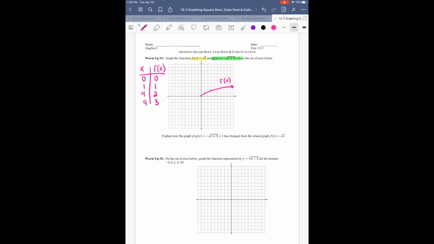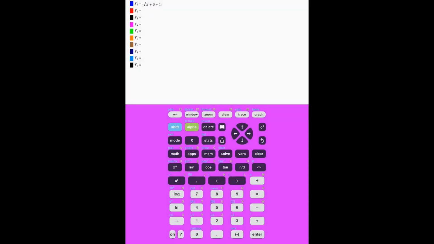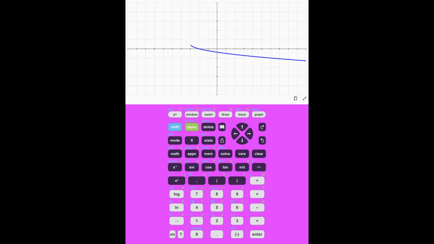Okay. Let's take a look at g of x equals the negative square root of x plus 3 plus 1. So I'm just going to show you this in the calculator. Okay, so we have it in our y equals. I showed you how to set that up, being really careful to only have the x plus 3 under the radical sign and the plus 1 on the outside. So what I personally like to do is check out the graph. I want to know what it's going to look like before I graph it so that I know, when I plot my points, if I'm doing it correctly.